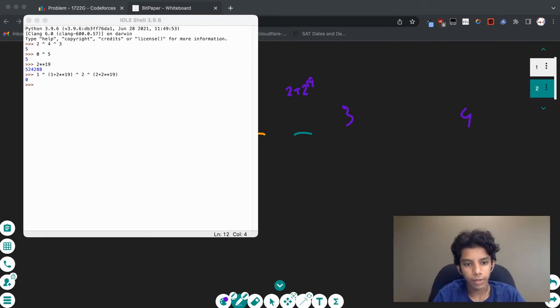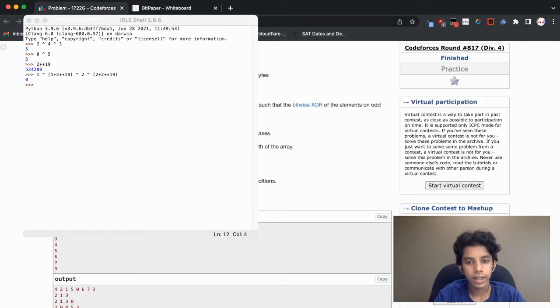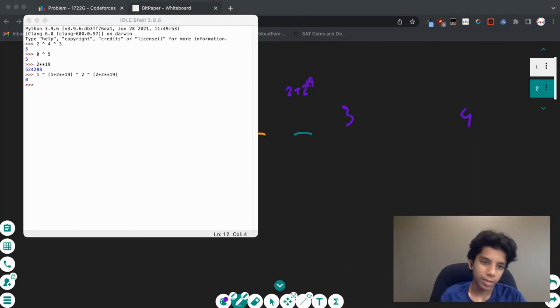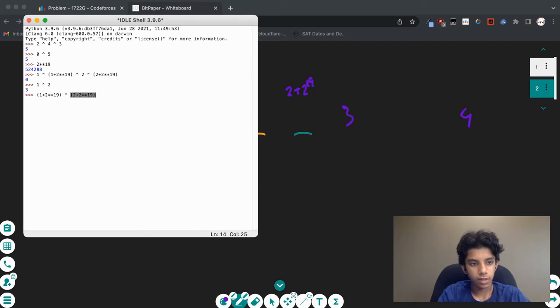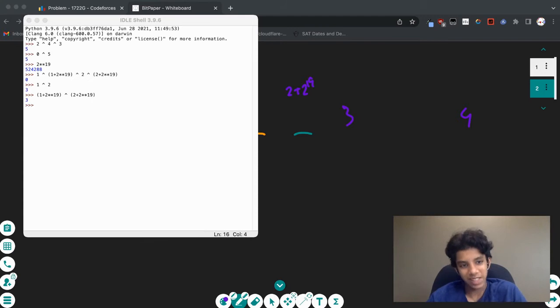Okay, I should probably have clarified. Why am I taking the XOR of all of them? And actually, scrap clarifying. This is not the correct thing. This is not what I meant to do. 1 XOR 2, and then 1 plus 2 to the power of 19 XOR 2 plus 2 to the power of 19 is 3. So they're both the same. Okay. Sorry about that. Hopefully this makes a little bit more sense.